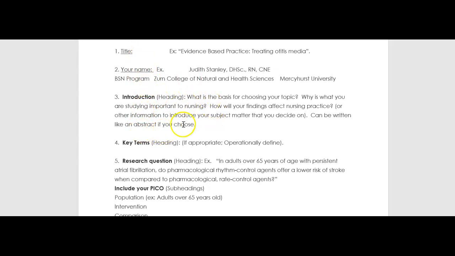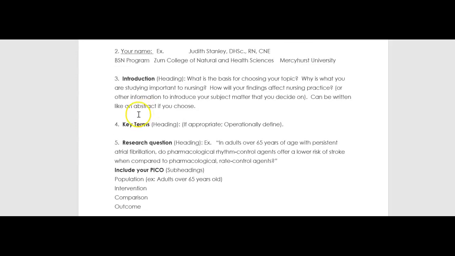What does your paper demonstrate? So this would be what does your evidence-based practice include? Key terms. This is a heading. If appropriate, I want you to operationally define the key terms.